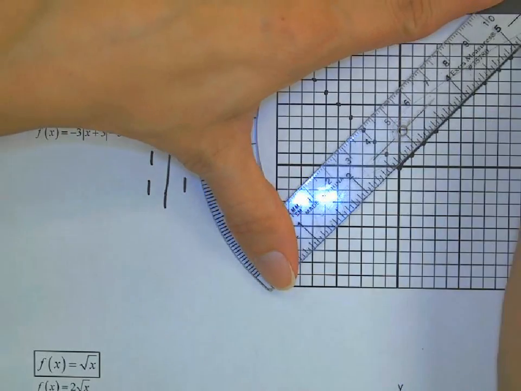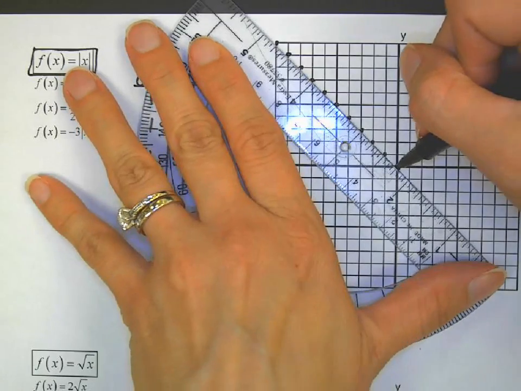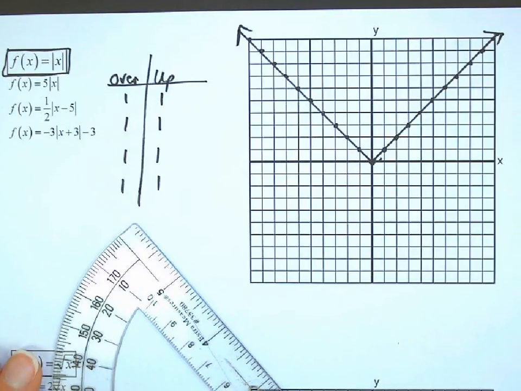Okay. Make sure we use a ruler and put some arrows. Our basic absolute value graph.